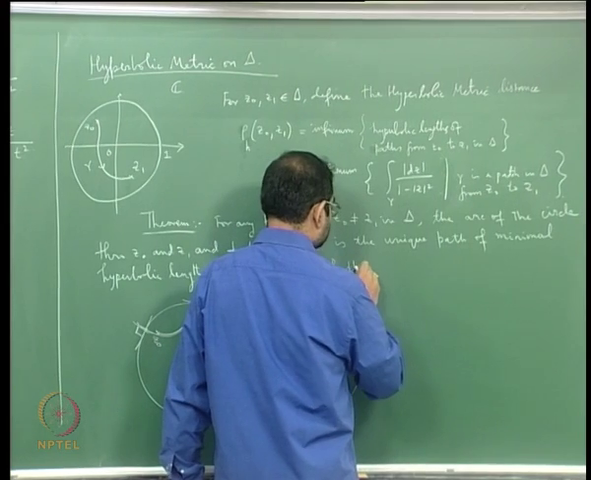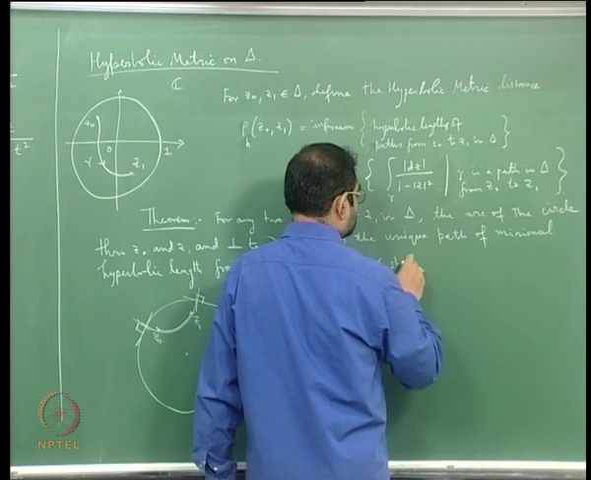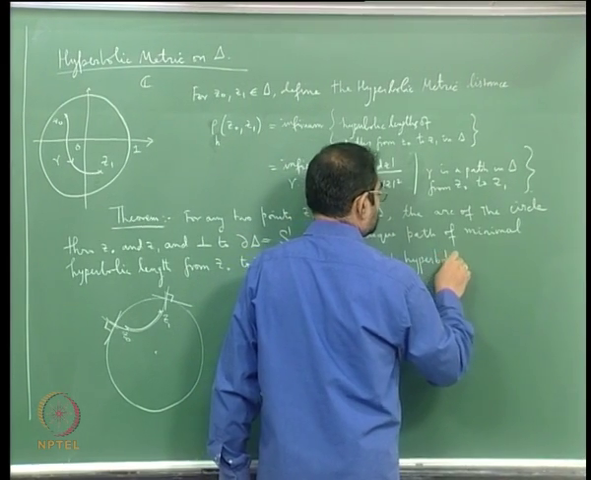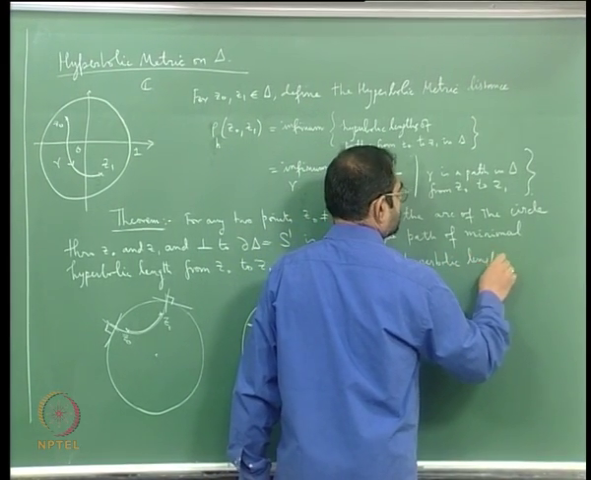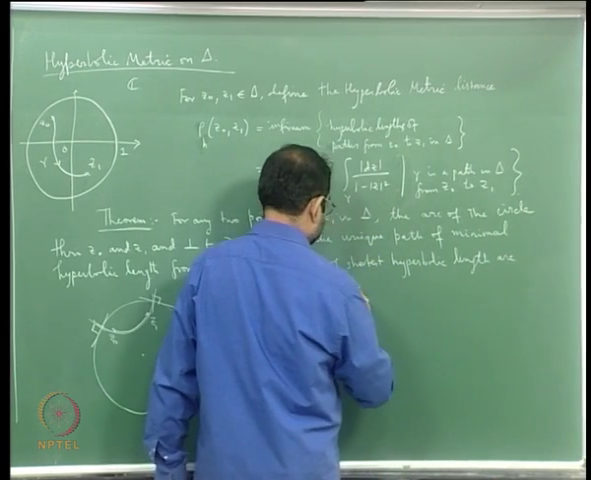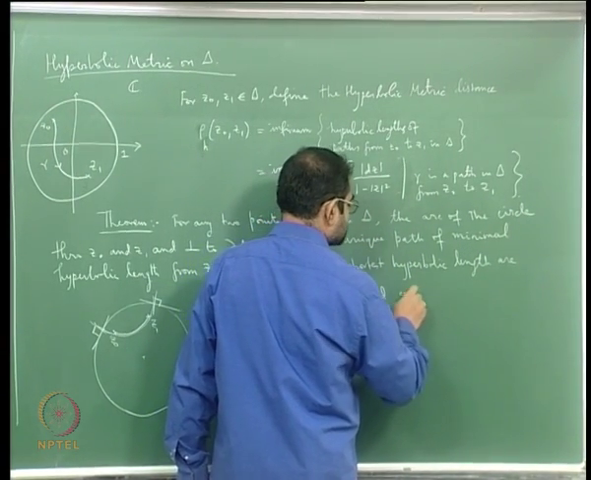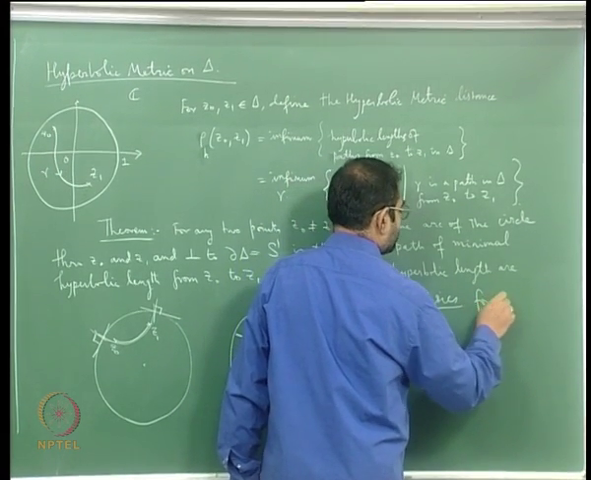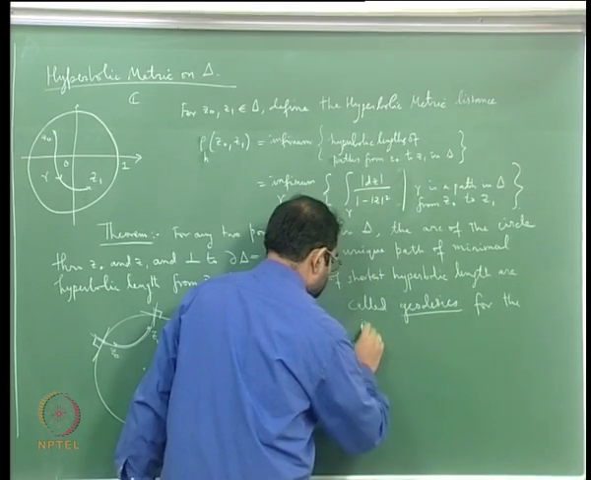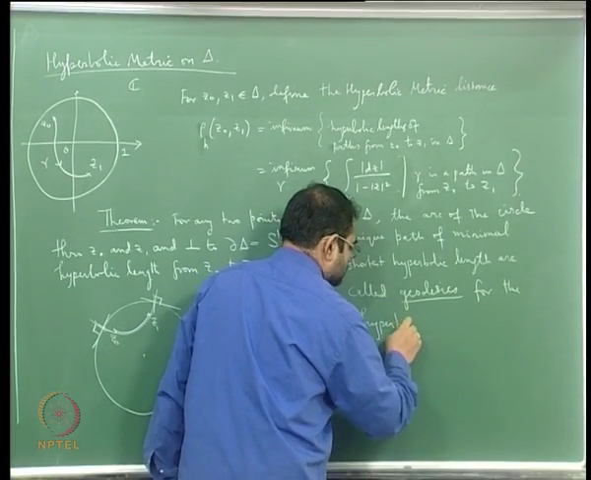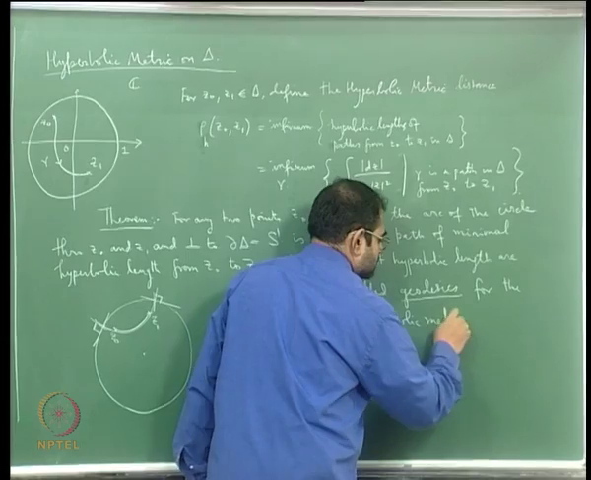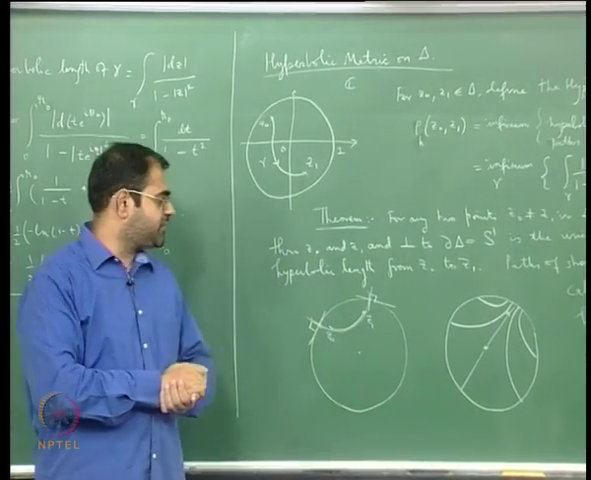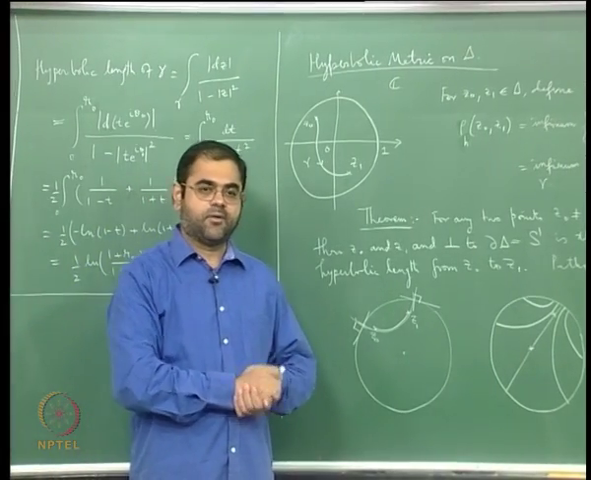So let me add here: paths of shortest hyperbolic length are called geodesics for the hyperbolic metric. And so let me finish with one important statement.